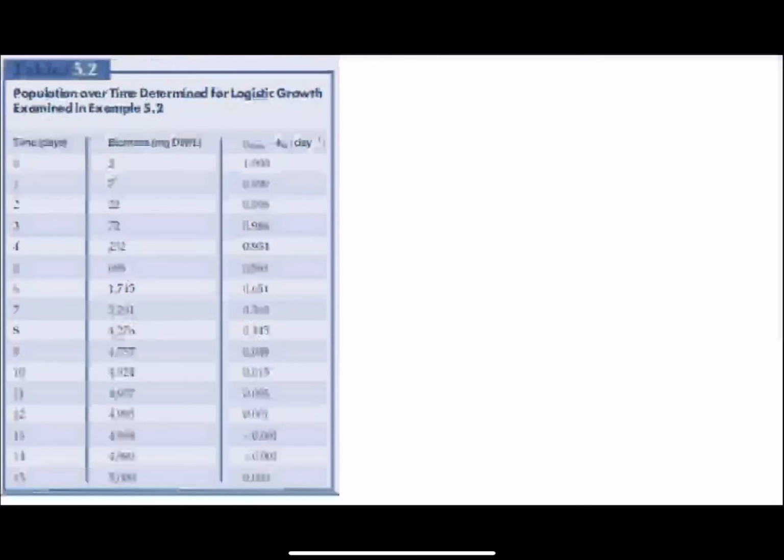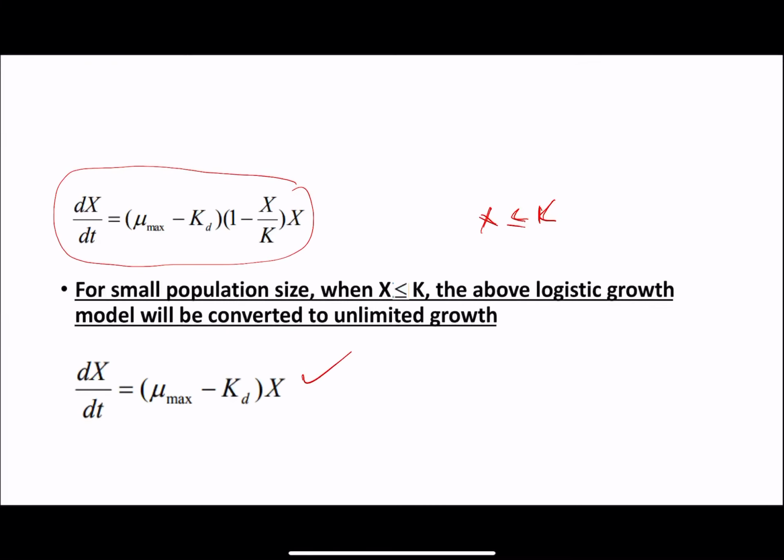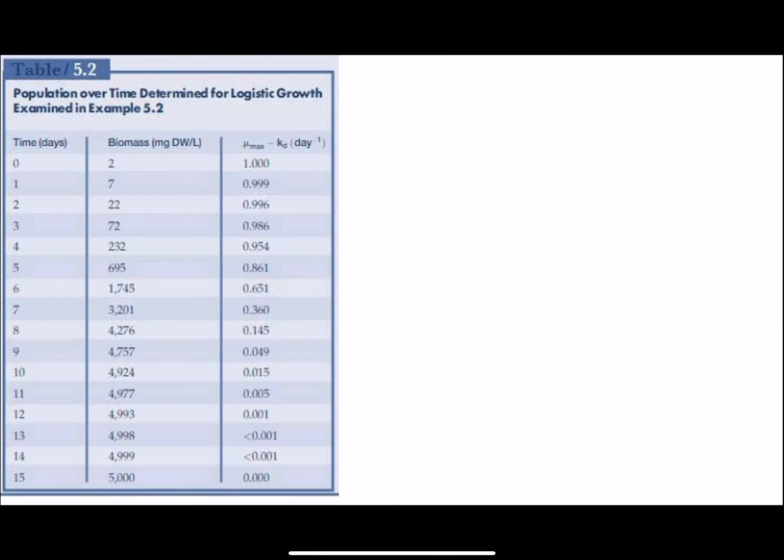Let's look at it, using the same equation here. He gave you the K, the carrying capacity K. Remember the equation? This is the equation used. So you have everything. You have mu max, you have KD, and of course, you could integrate this equation to have this X and K and X and then find out the time. Okay, so let's look at this.